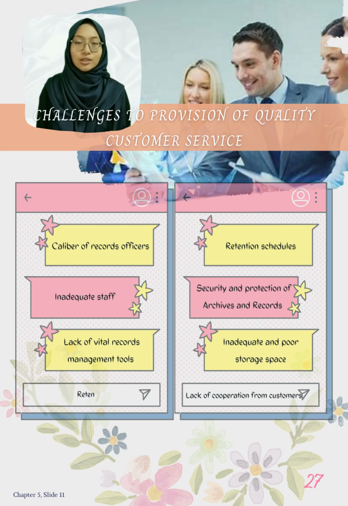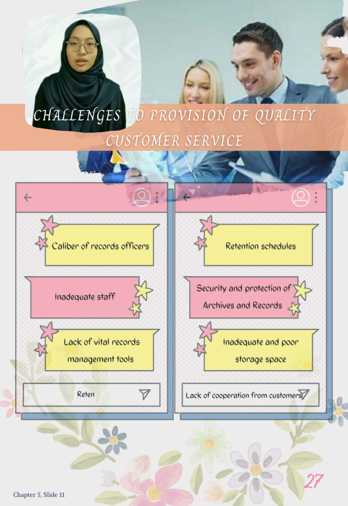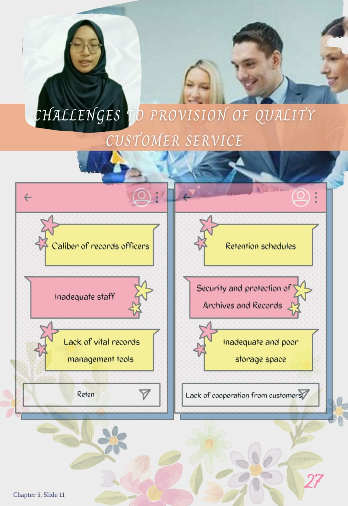Lastly, there are also challenges to the provision of quality customer service. Some of the examples are the caliber of records officers, inadequate staff, lack of vital records management tools such as the ISO 15489 records management, and others.